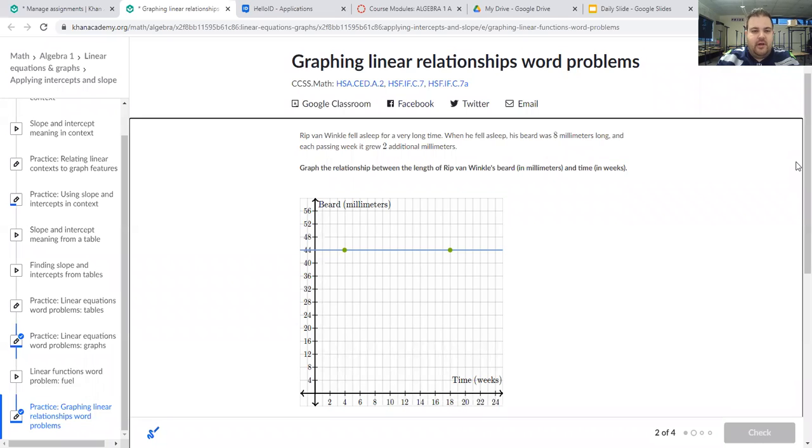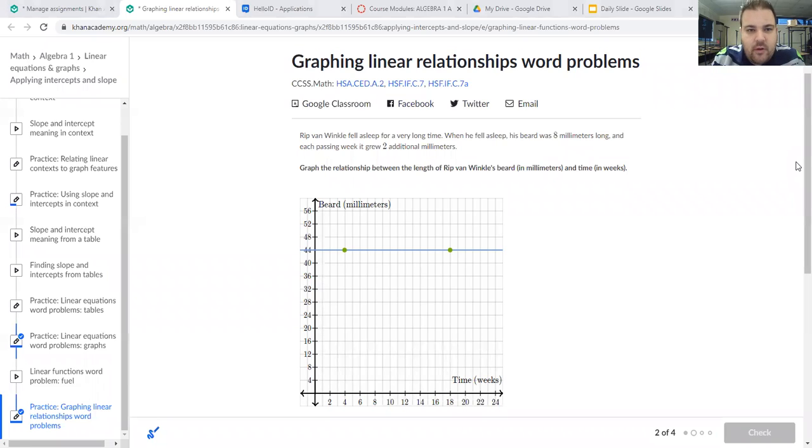Hey guys, we're in Khan Academy and we are working on graphing linear relationships word problems. This is actually one of my favorite skills they have in Khan Academy. I love it because it takes real life context and it forces you to view it in a graph. So not just creating a model like a table or an equation, but now we're modeling it with a graph and we can visually see with our eyes what's going on in the context. That's my favorite part of this.